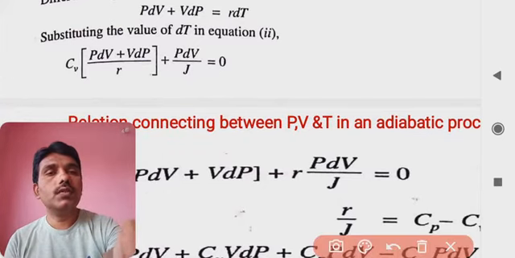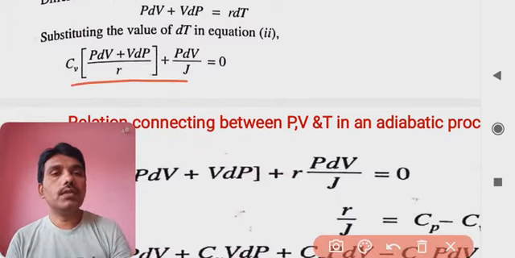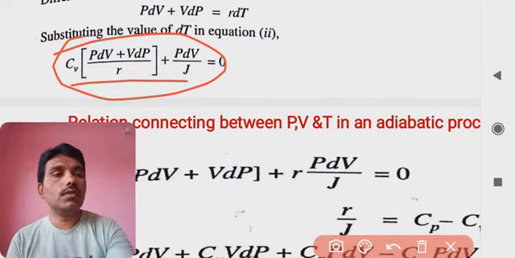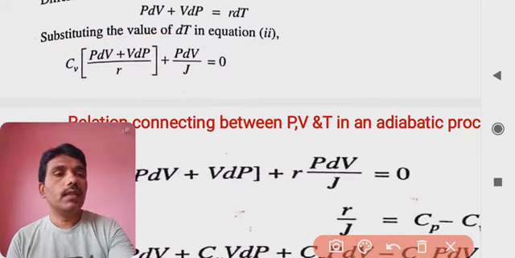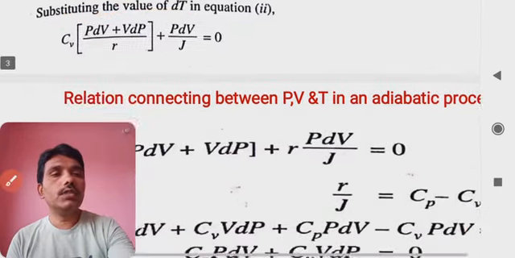Cv into (PdV plus VdP) by R plus PdV by J is equal to 0. So this is the new relation after substituting these values, and we have the new relation.